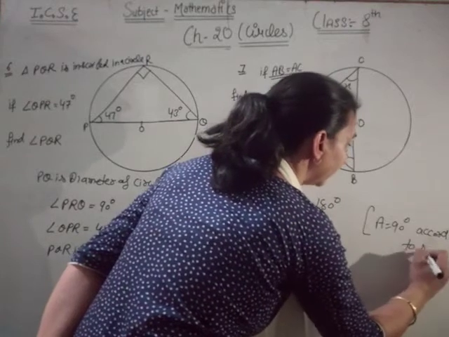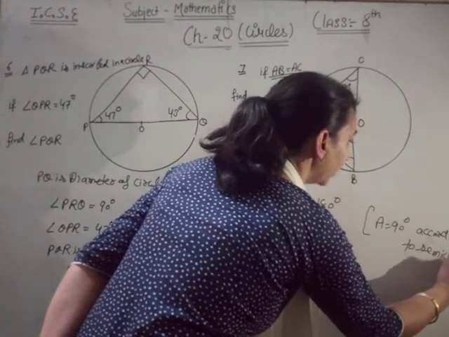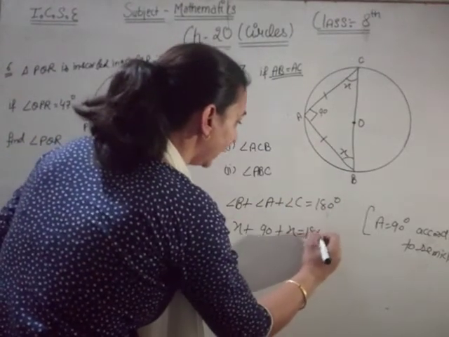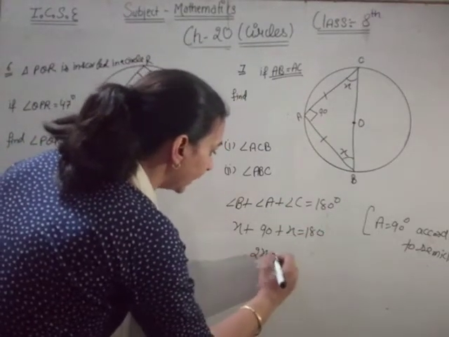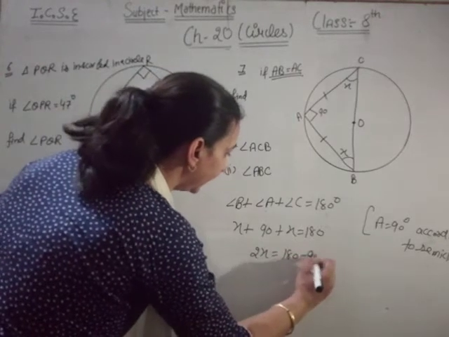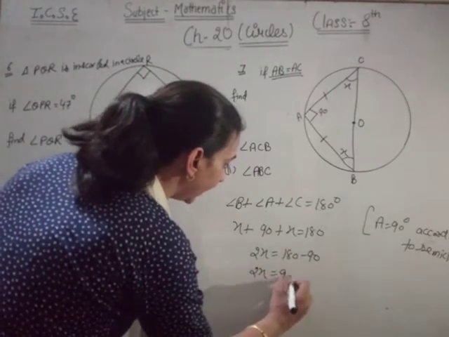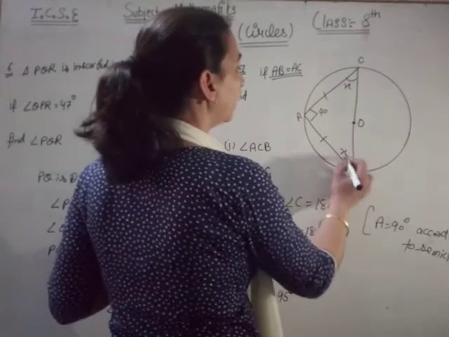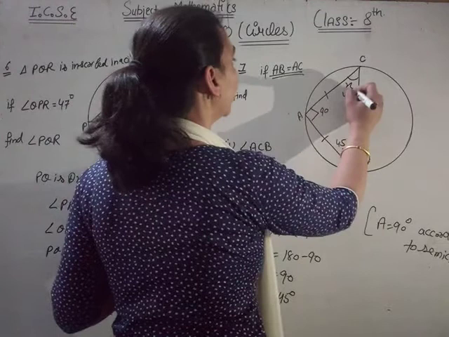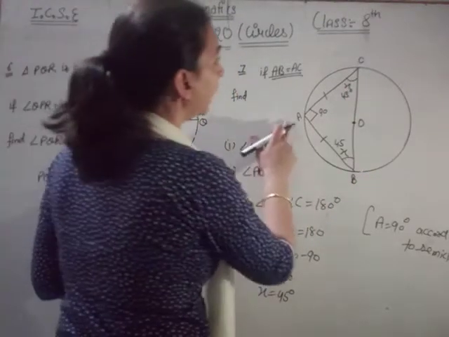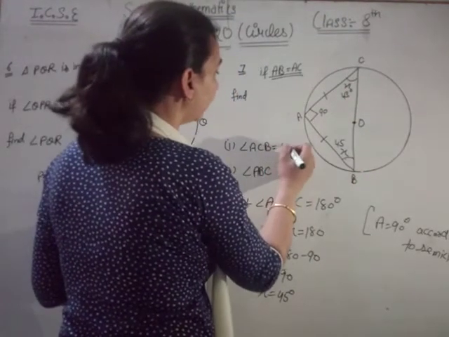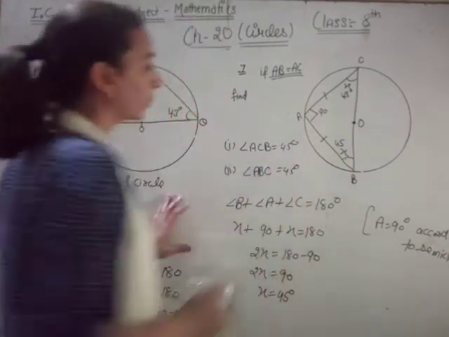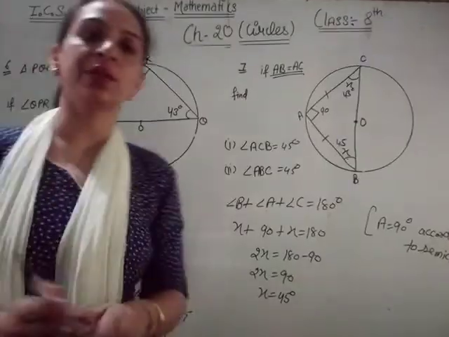Okay, student, and next angle C is also x, that equals 180. x plus x is 2x equals 180 minus 90, and 2x equals 90, then x equals 45 degrees. Okay student, this angle is 45 degrees and this is also 45. ACB equals 45 and ABC is also 45 degrees. Okay student, next I will take the next question.